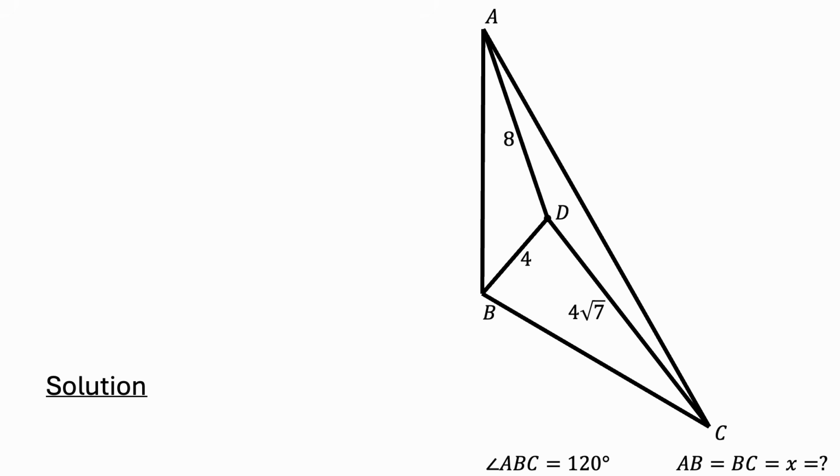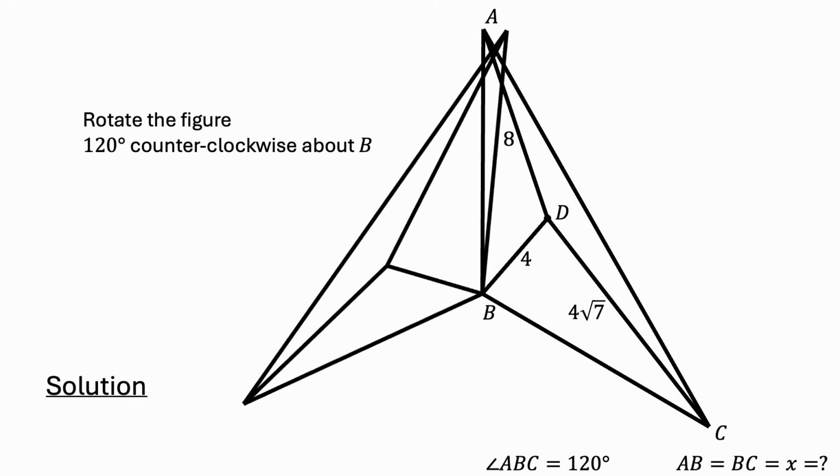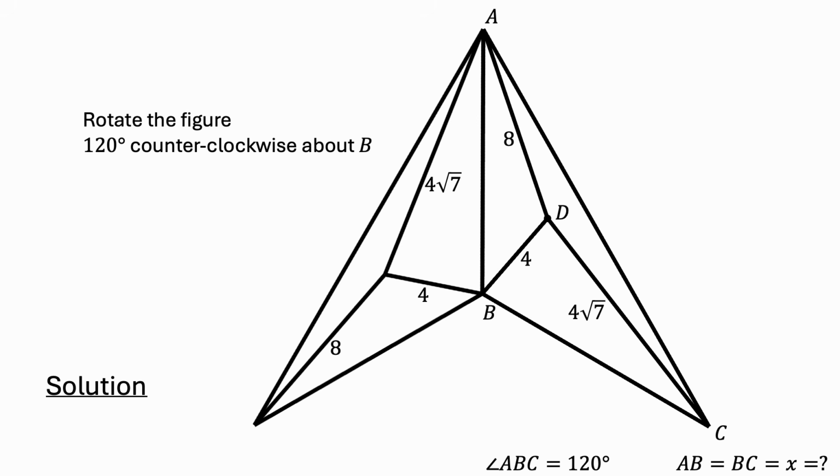And now for the solution. Rotate the figure 120 degrees counterclockwise about point B. Let the images be A prime, B prime, C prime, D prime. Since AB equals BC and angle ABC equals 120 degrees, point C prime will coincide with A and B prime will coincide with B.